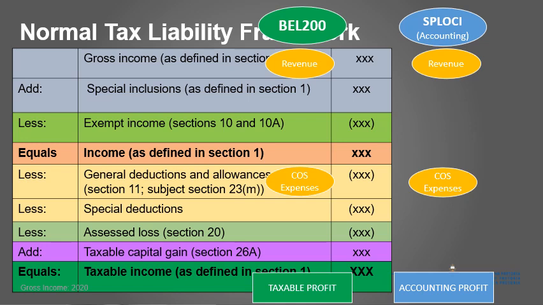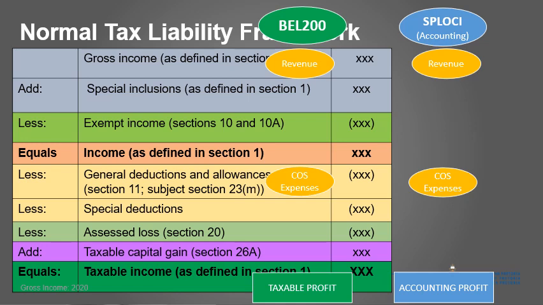Many items will be treated the same way for tax purposes as they are treated for accounting purposes. For example, revenue will be included for tax purposes as gross income, and that same amount is also included for accounting purposes in our accounting profit calculation. And the same goes for our cost of sales and many other expenses, where they will be allowed as deductions for tax purposes, and they will also be expensed for accounting purposes.